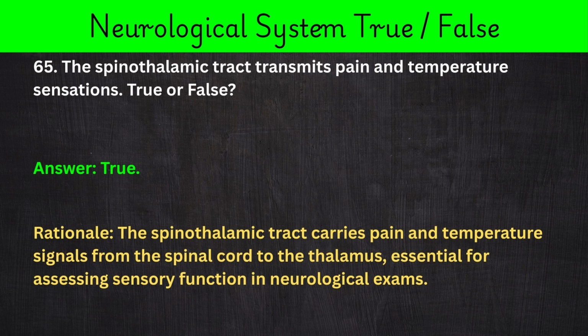65. The spinothalamic tract transmits pain and temperature sensations. True or false? Answer: true. Rationale: the spinothalamic tract carries pain and temperature signals from the spinal cord to the thalamus, essential for assessing sensory function in neurological exams.